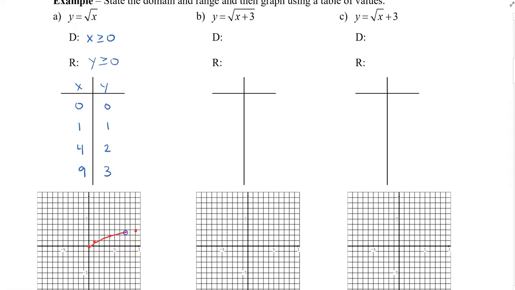So when we connect these 4 points, the graph does keep going off to the right, but it will not go off to the left. So make sure that you have a solid point here at 0, 0.